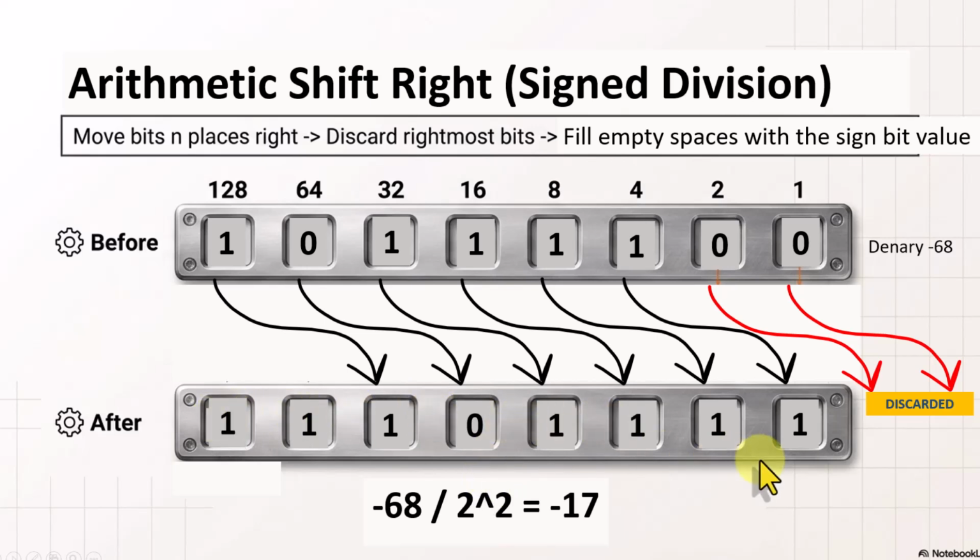Whatever we have here is the result of a division in 2's complement. This is also 2's complement. So you can change that to denary, and you will see that this becomes negative 17. So negative 68 divided by 2 to the power of 2, since we have moved two bits to the right, we will have negative 17.